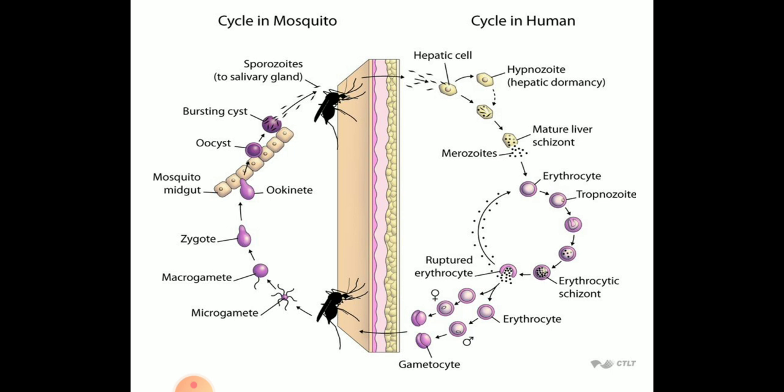So this is the life cycle of the Plasmodium. Please write and study the structure or the diagram. Very important. It will be asked for 7 marks in your examination.